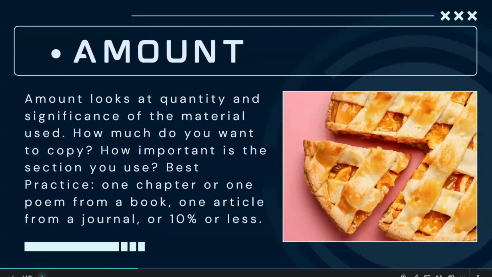Amount. Amount looks at the quantity and significance of the material used. How much do you want to copy? How important is the section that you used? Best practice is one chapter or one poem from a book, or one article from a journal, or 10% or less. And just remember the Pirates of the Caribbean code. The code is more what you'd call guidelines than actual rules. Use what you need, but if you need a significant amount of information, it might be best to assign a textbook or look for a free alternative.